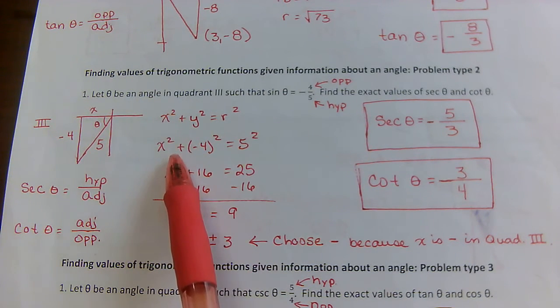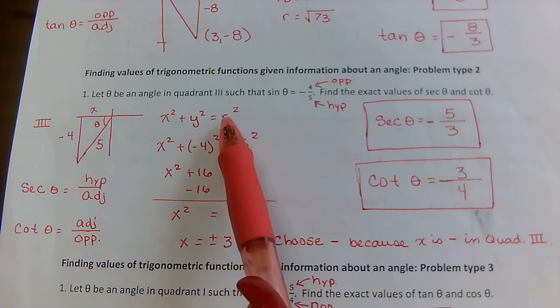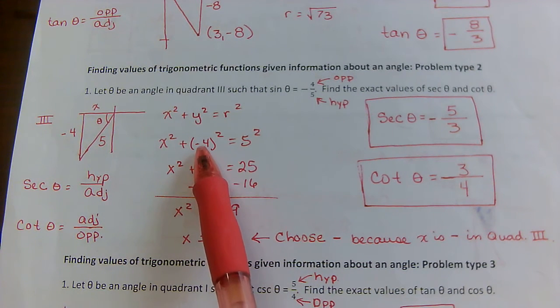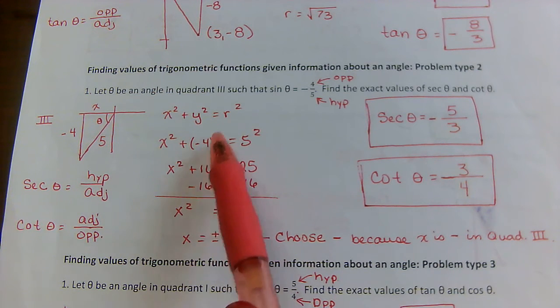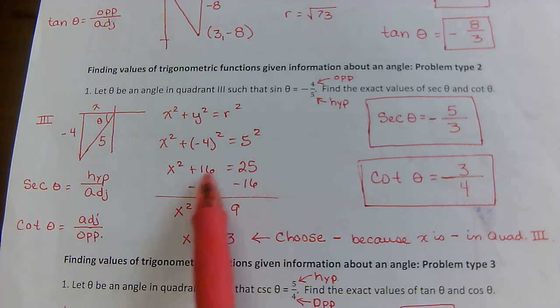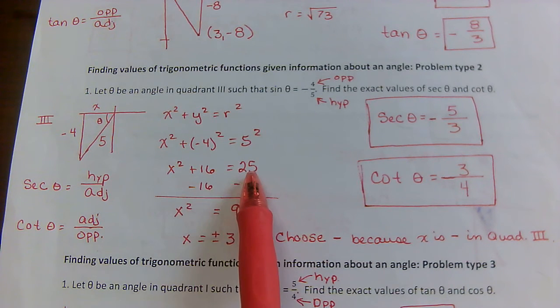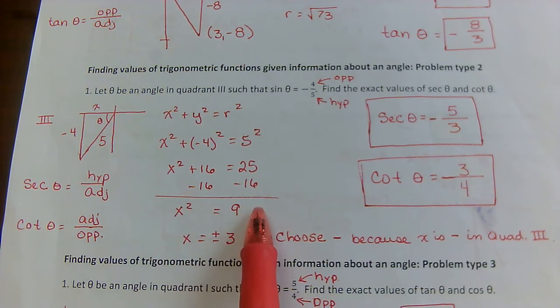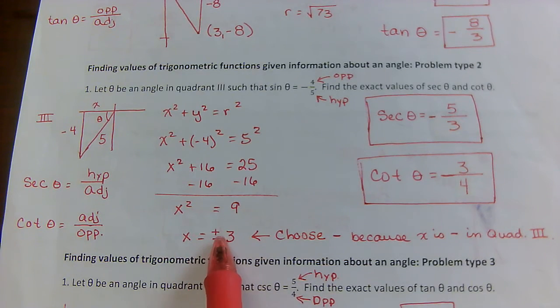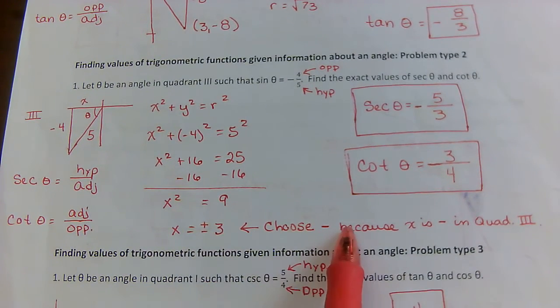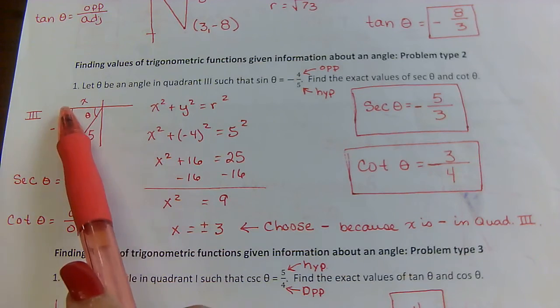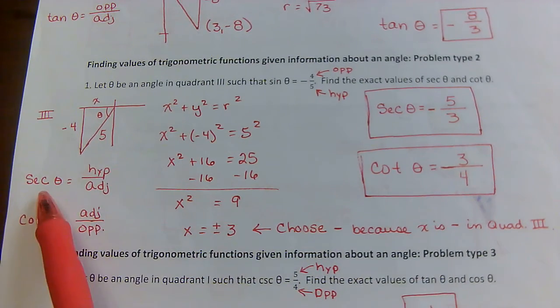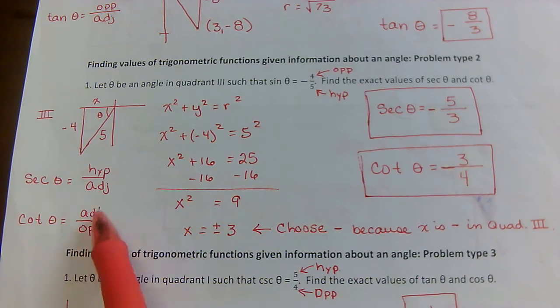So all I did here was, I don't know what x is, but I do know what y is, and I know what r is. Don't forget to include parentheses around the negative because it's going to be negative times negative. If you don't include those, you're going to get the incorrect answer. You have x squared plus 16 is equal to 25, which means x squared is equal to 9. You're going to choose x being positive or negative, but you choose negative because x has to be negative in quadrant 3. So then we're using secant and cotangent.